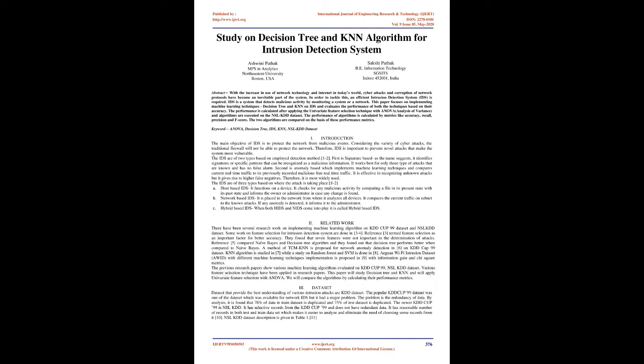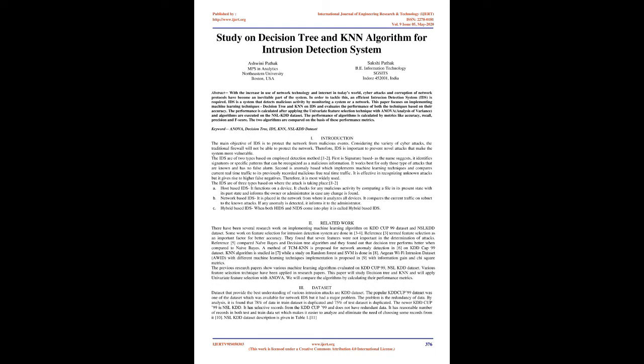C. Hybrid-based IDS. When both HIDS and NIDS come into play, it is called hybrid-based IDS. 2. Related work. There has been several research work on implementing machine learning algorithms on the KDD 99 Cup dataset and NSL-KDD dataset. Some work on feature selection for intrusion detection systems is done in 3 to 4. Reference 3 termed feature selection as an important factor for better accuracy. They found that 7 features were not important in the determination of attacks.